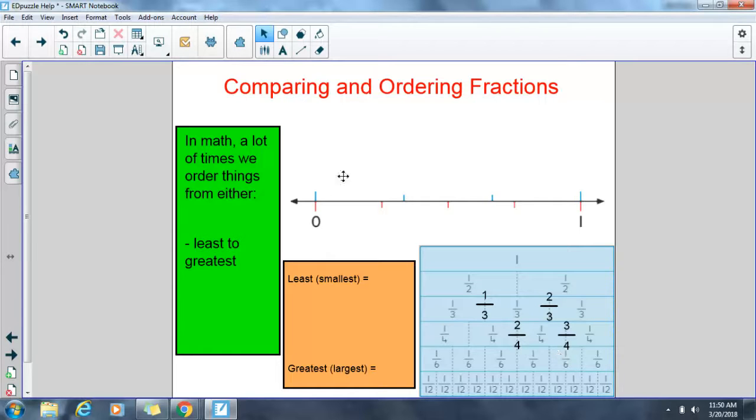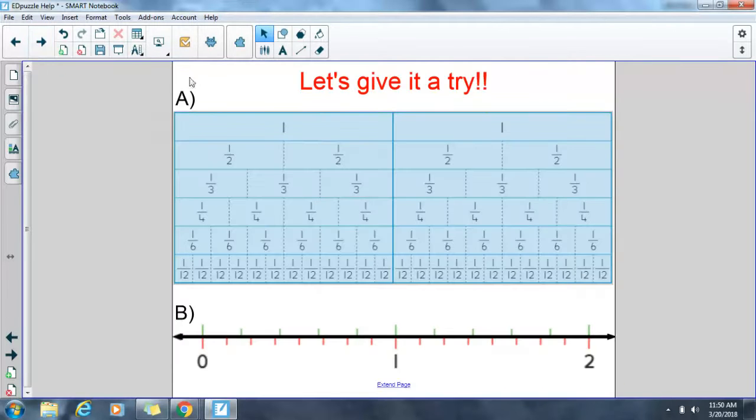So use your number line tonight and use your fraction wall tonight to help you answer these two questions on the next slide. Use your fraction wall to help you with problem A, and use your number line to help you with problem B. We'll go over these tomorrow in class.